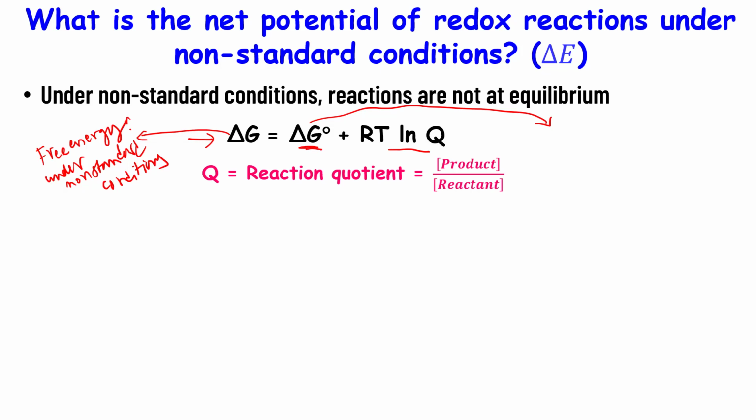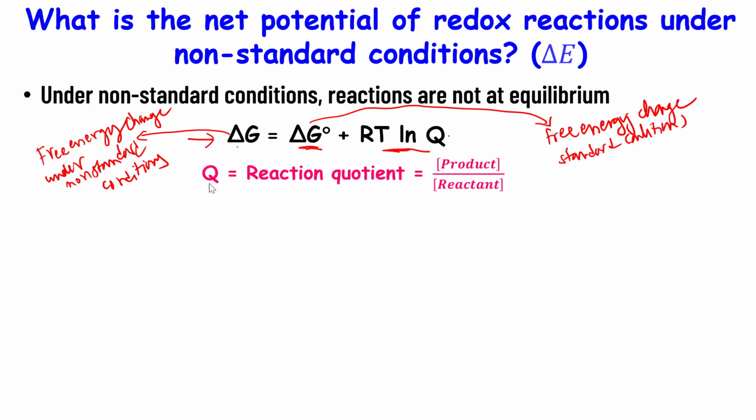It's not just free energy, it's free energy change because it has a delta in the front. So this is free energy change. Same way, this delta G naught here is the free energy change under standard conditions. So this particular equation helps us connect free energy under non-standard conditions to free energy under standard conditions, plus this particular term RT ln Q.